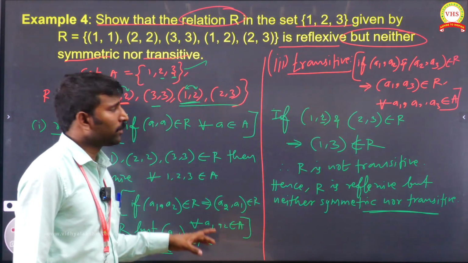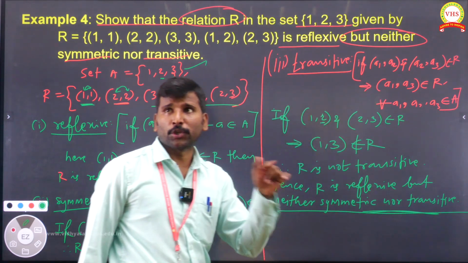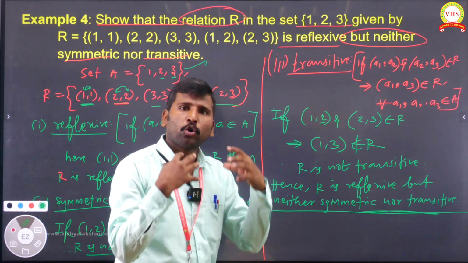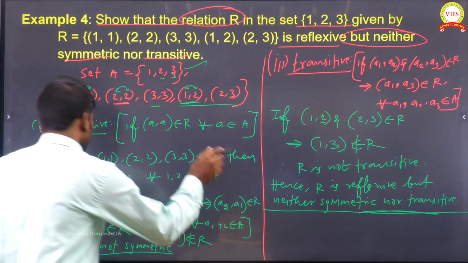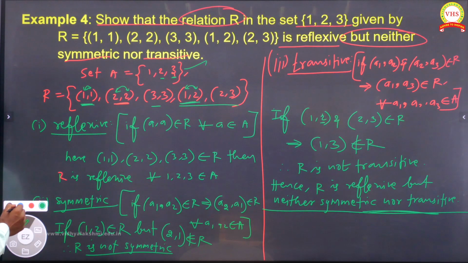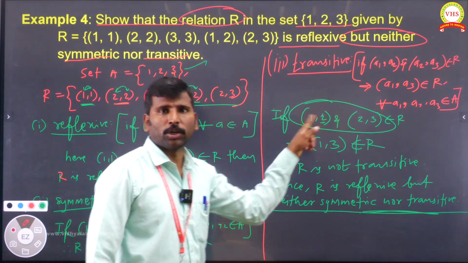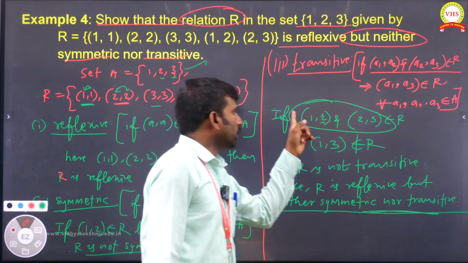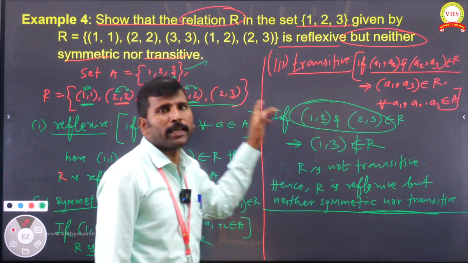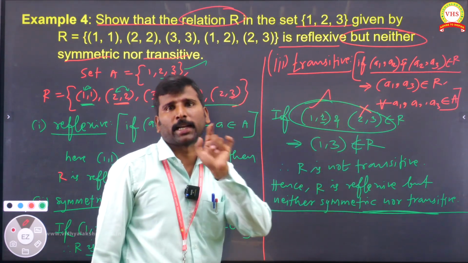One more thing about transitive you have to learn. Suppose there are no terms for checking transitive. For example, just take notes, then I will tell you. Here we had two terms. Transitive in the sense, we need two terms to check. Am I right? Suppose these two terms are not there in R, one term is there, one term is not there. Also, you should say transitive.